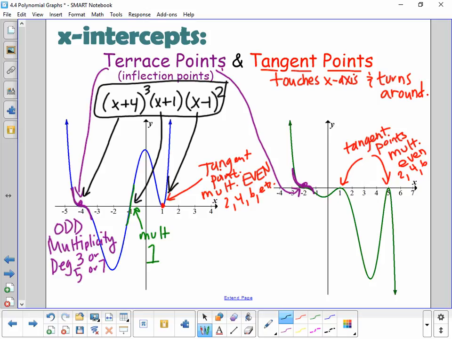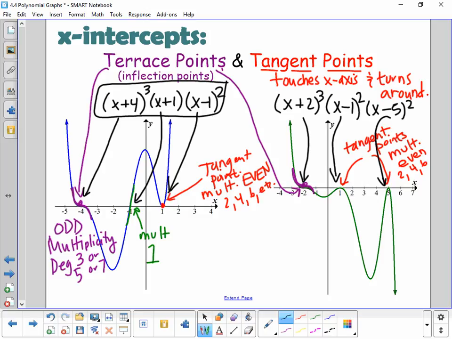And for this one, if I was writing it in intercept form, I would write (x + 2). That would be a third power because it's terracing. And we'd have an (x - 1) to the second power for this tangent point, and an (x - 5) to the second power for this one.